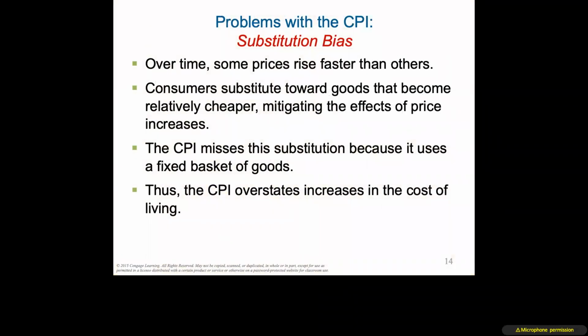So what's the problem with those numbers? Those numbers help you calculate what's going on. But one of the biggest problems is that it's based on a basket. So over time, some prices rise faster than others. And sometimes we substitute. For instance, if a price increases and that price happens to be in the market basket that we determined, and there's another item that isn't in the market basket and its price has stayed the same, we may migrate away from the market basket. It misses substitutions, which is what I just mentioned. And overall, it tends to overstate the cost of living.